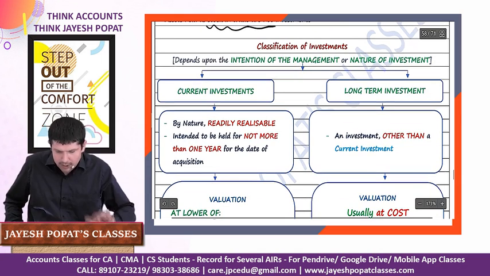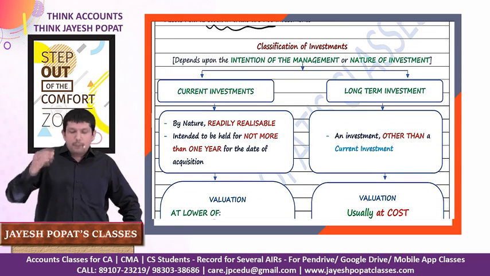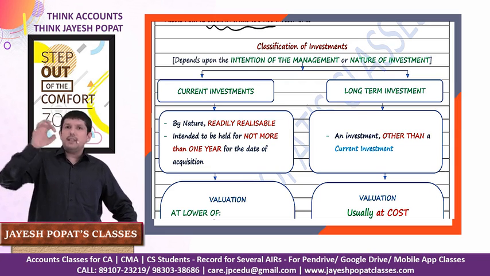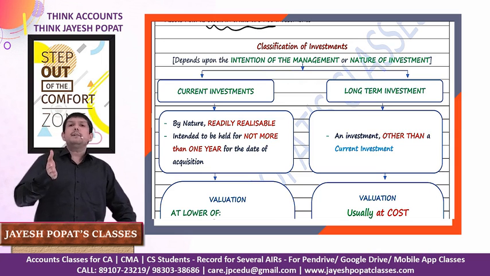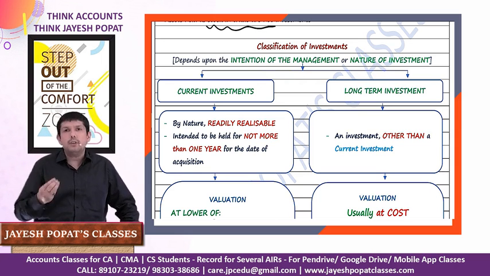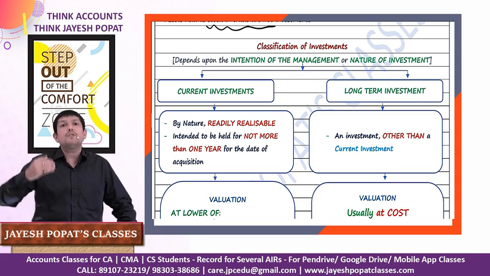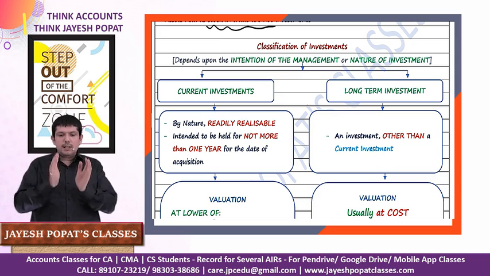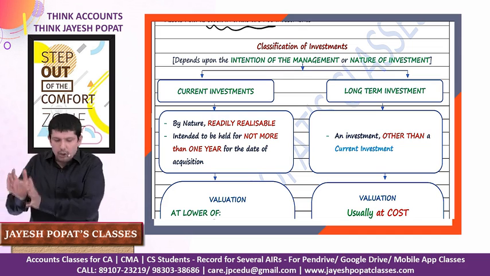Now when we talk about classification of investments, the classification largely depends upon the nature of the investment, whether it's a short-term or a long-term investment, or it majorly depends upon the intention of the management, whether the management intends to hold it for a short period of time or for a long period of time. So investment is largely classified into two categories. One is current investment, the other is long-term investment.